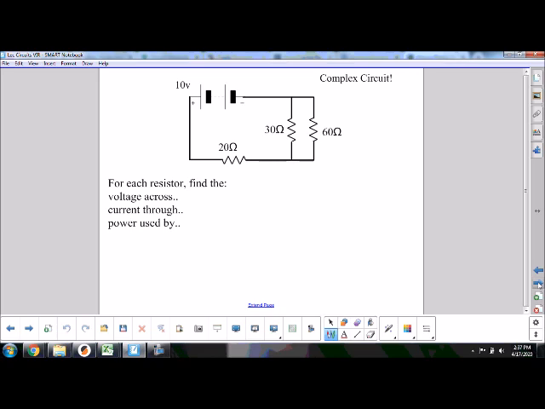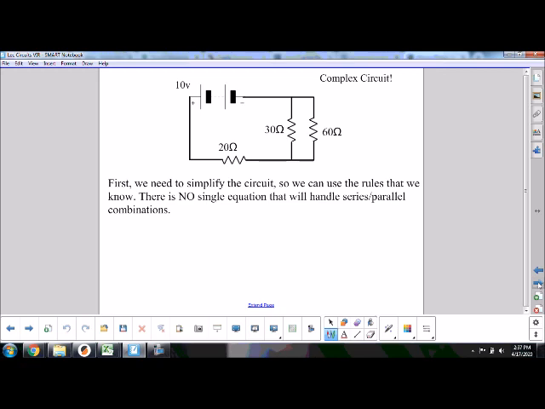The main idea is we are trying to simplify the circuit so that we can visualize it as a single battery and a single resistor. If it's a single battery and a single resistor, then it's really a really simple circuit, and we can use our basic Ohm's law to get our piece of information. So that's what we're going to do. Since there's no single equation, we have to do it in multiple steps. So here's our first step.